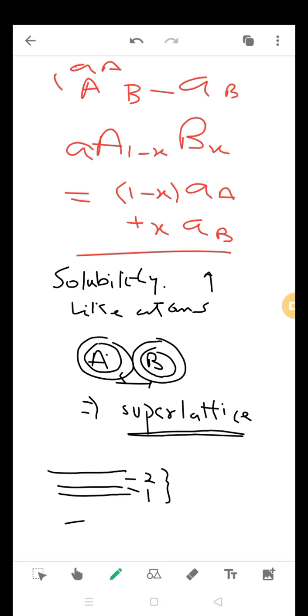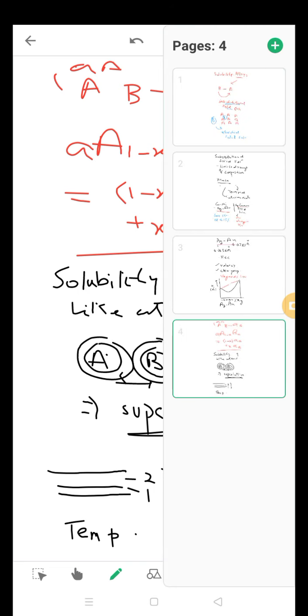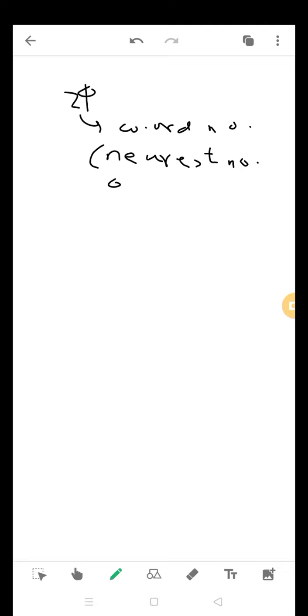Now temperature has a very important role to play in the solubility and the phases that are formed. Suppose the work required for the two metals to combine is phi, and we multiply it by z, where z is the coordination number, the number of nearest neighbors.